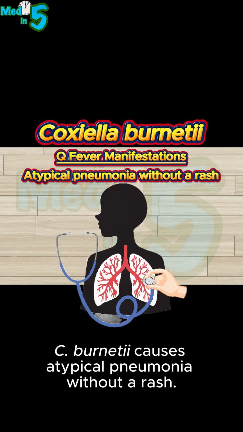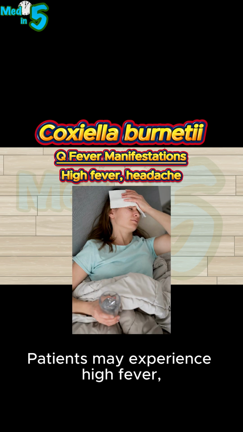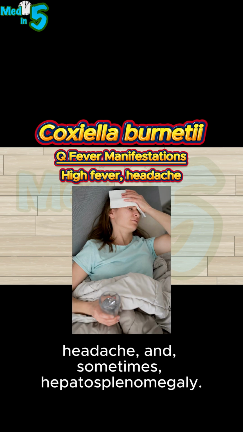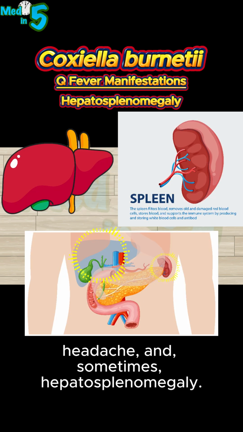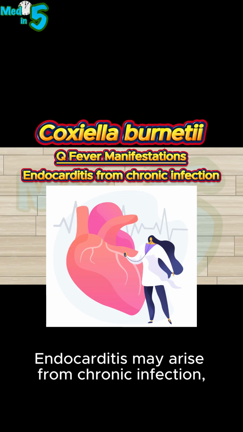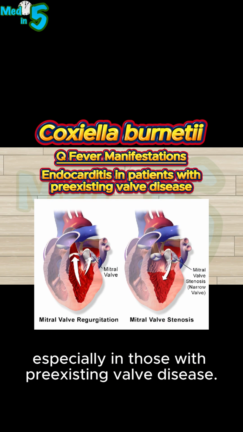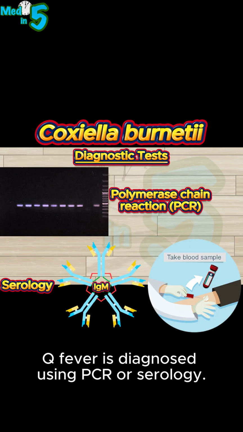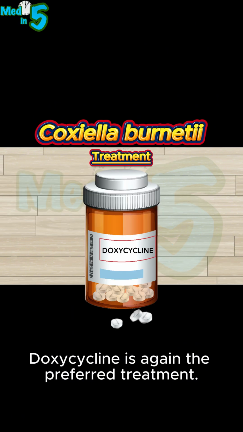C. burnetii causes atypical pneumonia without a rash. Patients may experience high fever, headache, and sometimes hepatosplenomegaly. Endocarditis may arise from chronic infection, especially in those with pre-existing valve disease. Q fever is diagnosed using PCR or serology. Doxycycline is again the preferred treatment.